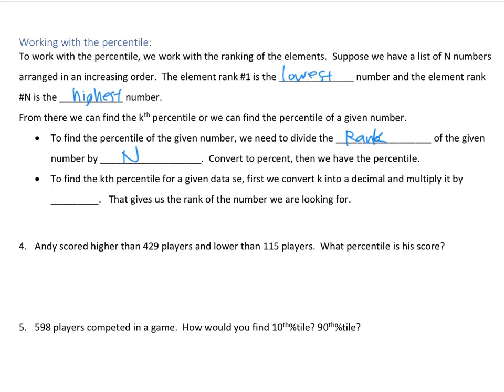So you're 10th percentile. To find the kth percentile of a given data set, first you convert k into a decimal. So let's say I want to find the 30th percentile. I convert 30% into a decimal, which is 0.3, multiplied by n, which is how many people you have. That gives you the rank of the number you're looking for. Okay, let's look at some examples here.